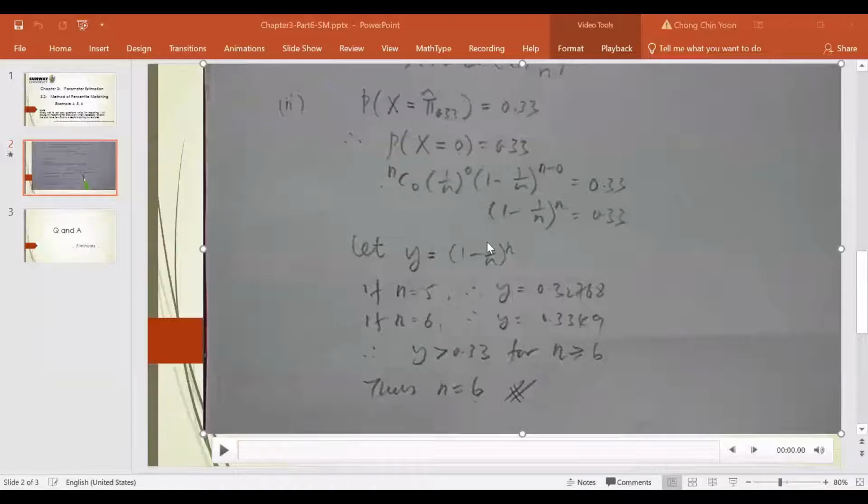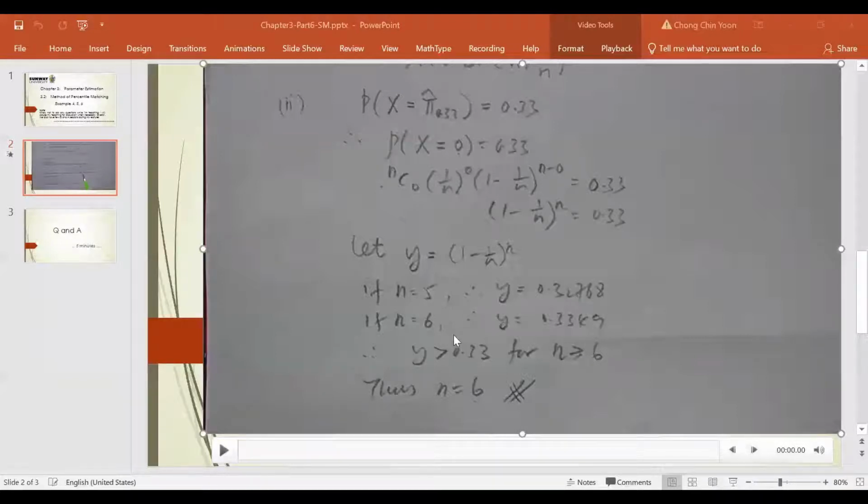To solve this equation, you can use Newton's method. But of course, you need to go through the iteration to solve with Newton's method, as you remember from calculus. Otherwise you can just make a simple trial and error, because the question says greater than 0.33. What is the smallest integer that will be greater than 33%? If you substitute n is 5, you get about 32.76%. But when n is 6, then you will exceed 33%.